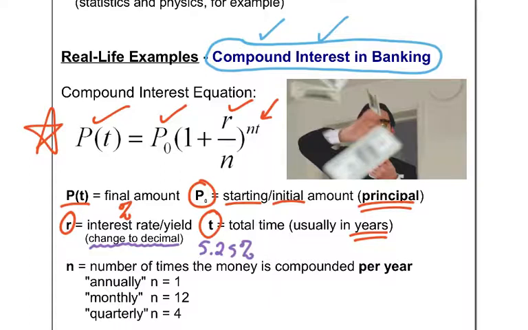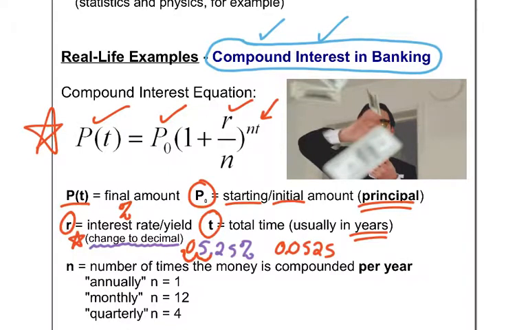Do you remember? We change it by moving the decimal point 2 spots to the left. So 5.25% is really 0.0525. All right, so as we use interest rates and we use R, we must always change it to a decimal first, by moving it 2 places to the left.